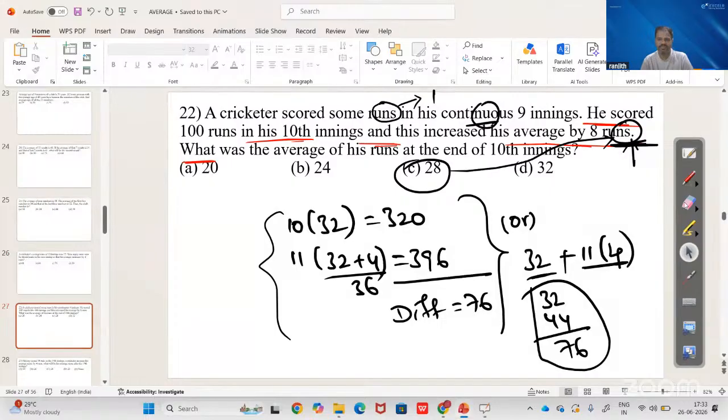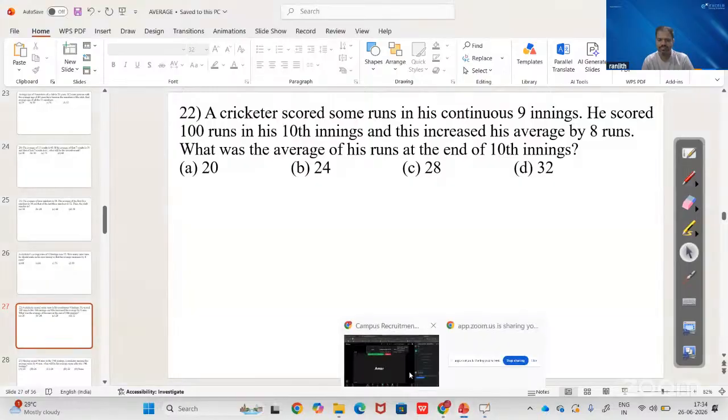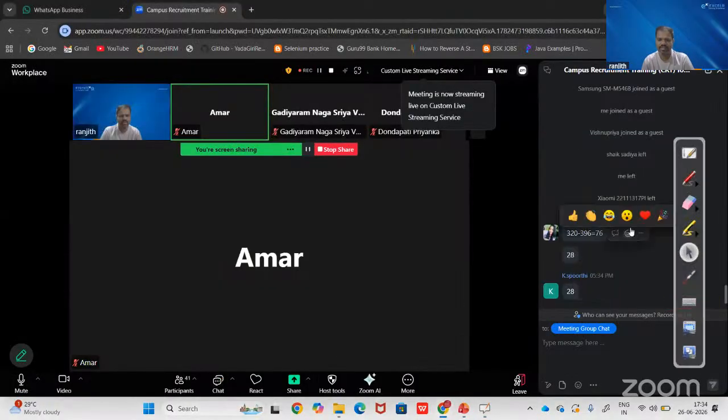Next. Anyone got the answer? What is the answer? Yes, answer is 28.